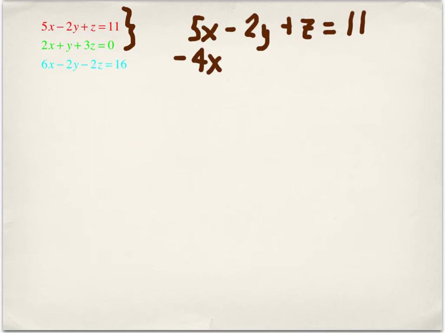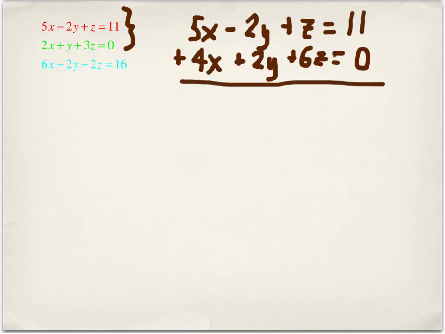So this will be negative 4x minus 2y minus 6z. Oh, excuse me, I didn't want to multiply it by negative 2y, did I? How silly of me. I want to multiply it by positive 2y so I could get that opposite situation. So 4x plus 2y plus 6z, still equaling 0 on this side.